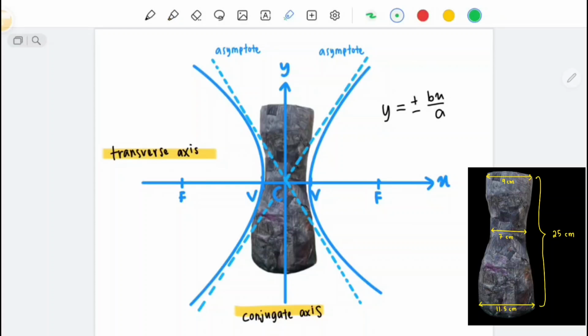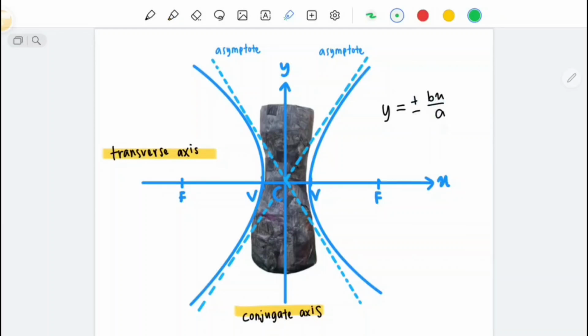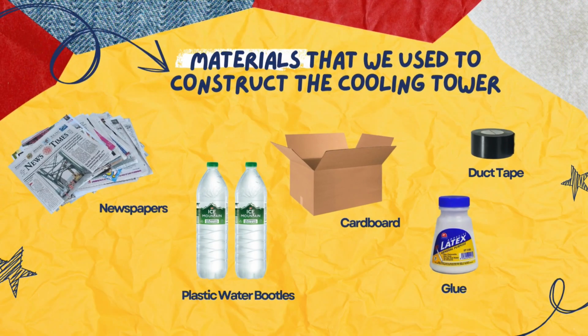Next, there are two focus points. They are called foci. V is the vertices, the points labeled V where the transverse axis meets the hyperbola. And the last one, we can see the dotted line, which is labeled as the asymptote, because the hyperbola approaches the line with equation y equals plus minus b over a x. Materials that we use to construct the cooling tower are newspapers, plastic water bottles, cardboard, glue, and duct tape.